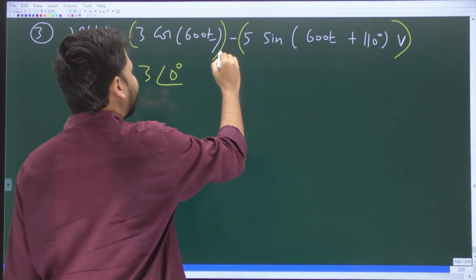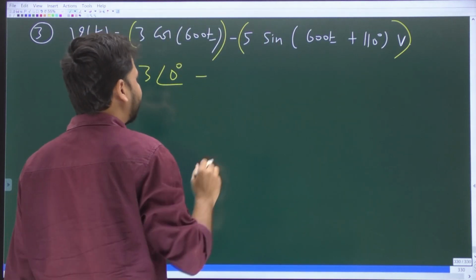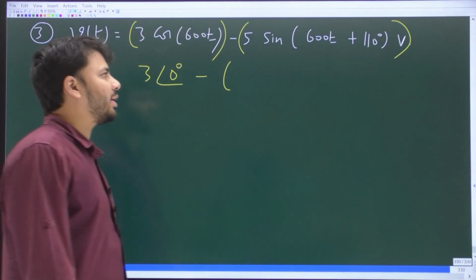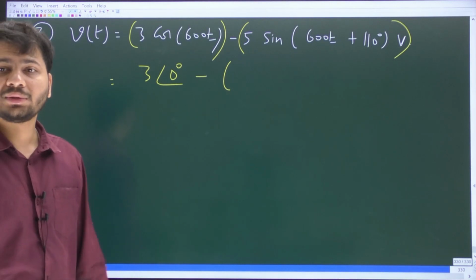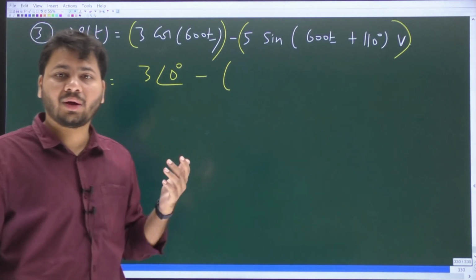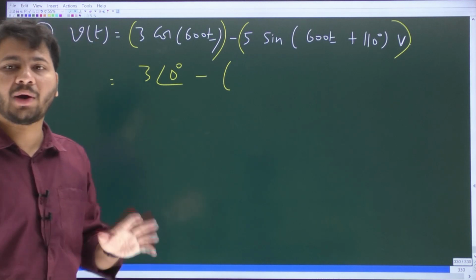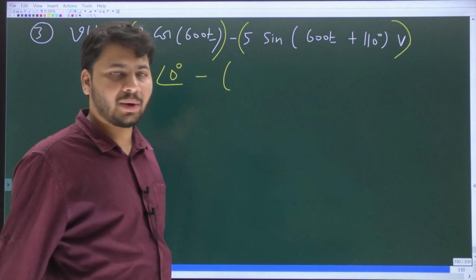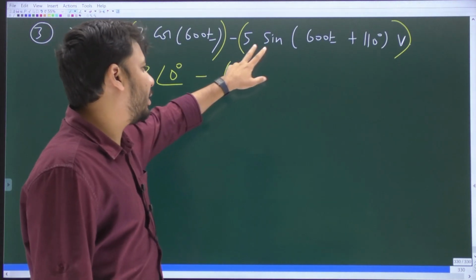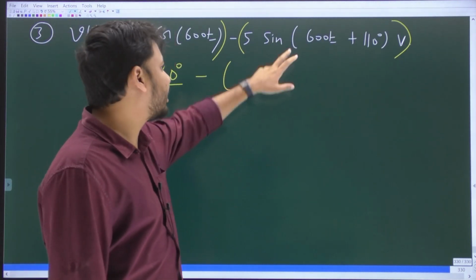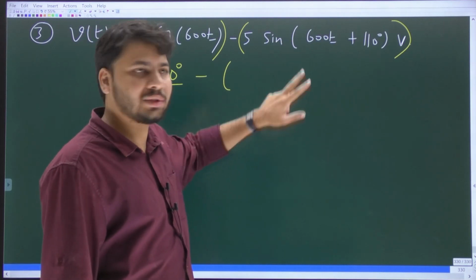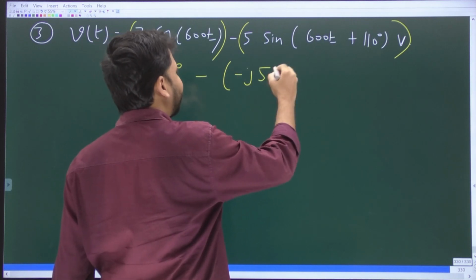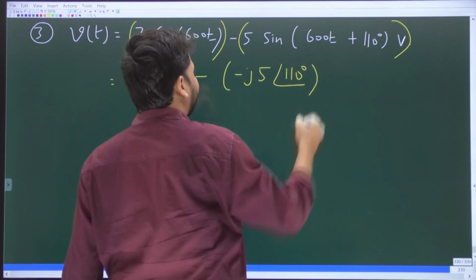In between the 2 terms you have minus, you write down minus. And then 5 sin 600t plus 110 degrees. First you directly write amplitude followed by phase angle. So for this second term within the yellow color brackets, amplitude is 5. Angle is 110 degrees. Since it is expressed as a sine function, you should add minus j. So will it not be minus j5 at an angle 110 degrees?